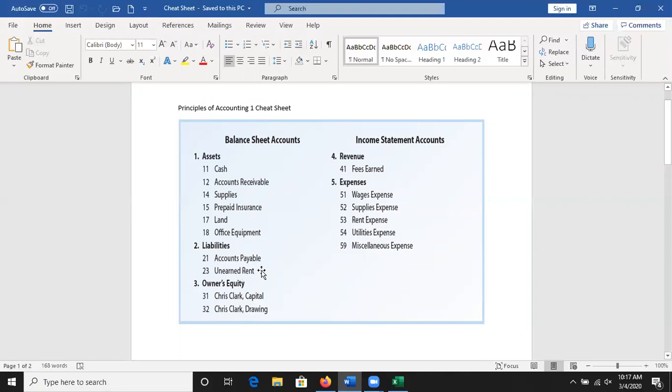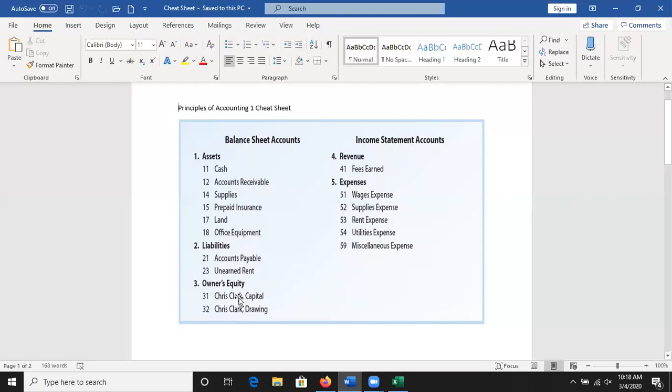Okay, so it could be for anything specific. Unearned rent would be if someone pays me money today and they're going to rent my apartment next month. Okay, so I'm not giving them anything today. They're not getting my apartment today, but they're paying me today. So it's an obligation that I have to let them use my apartment next month.